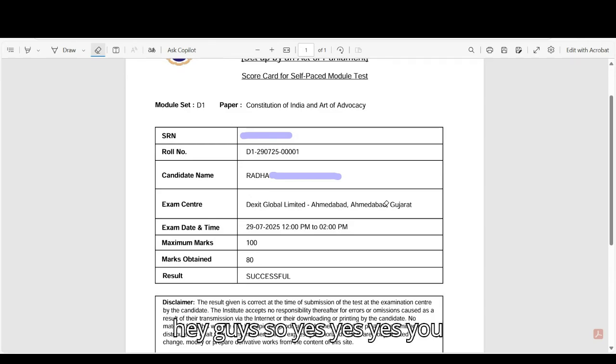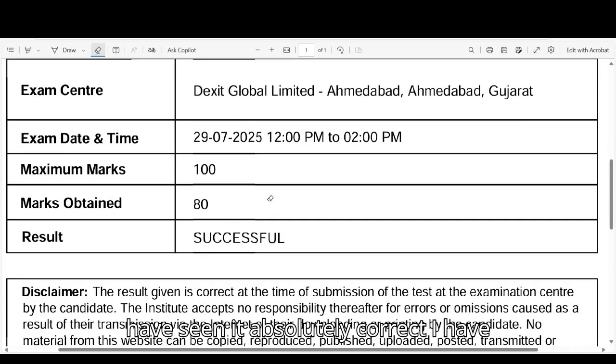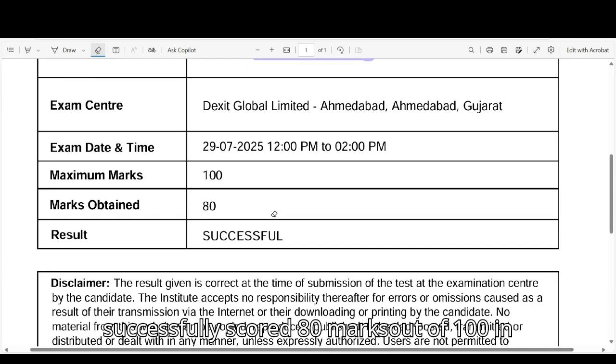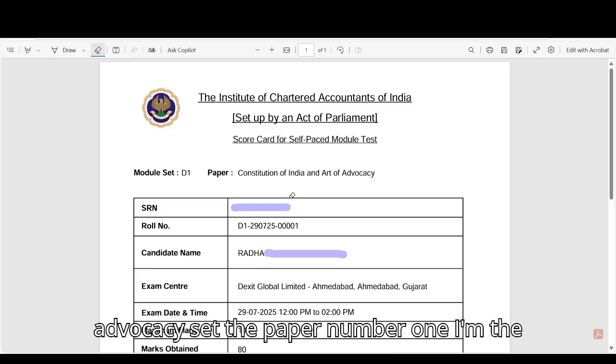Hey guys, so yes, you have seen it absolutely correct. I have successfully scored 80 marks out of 100 in what topic? Yeah. This is Constitution of India and Art of Advocacy. Set D, paper number one.